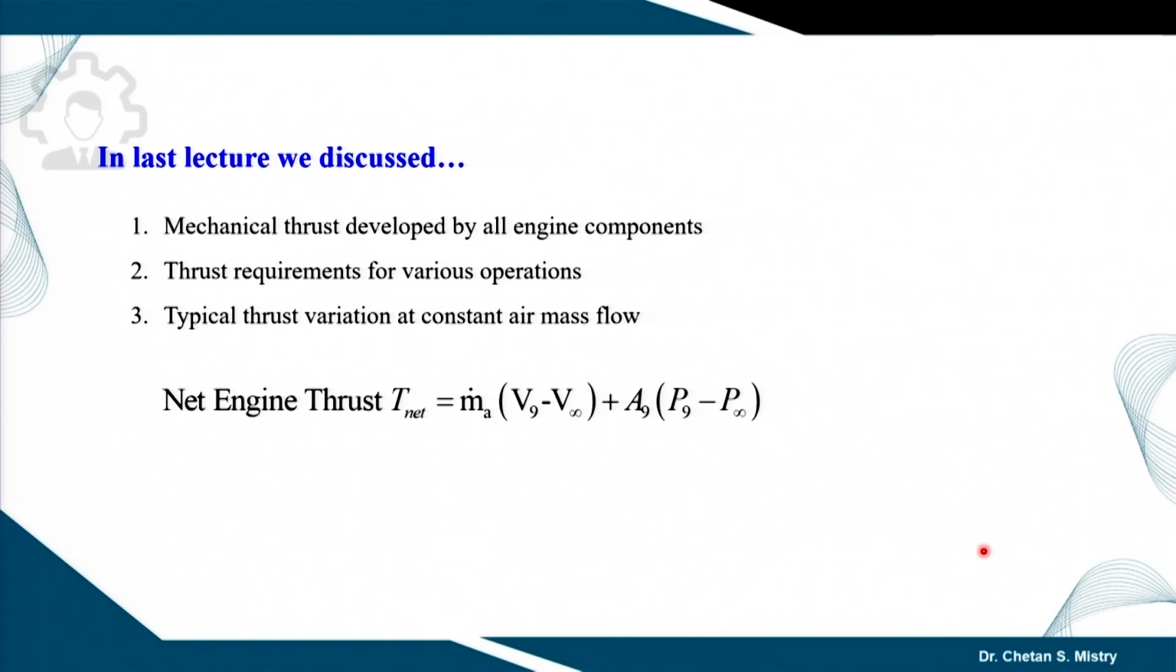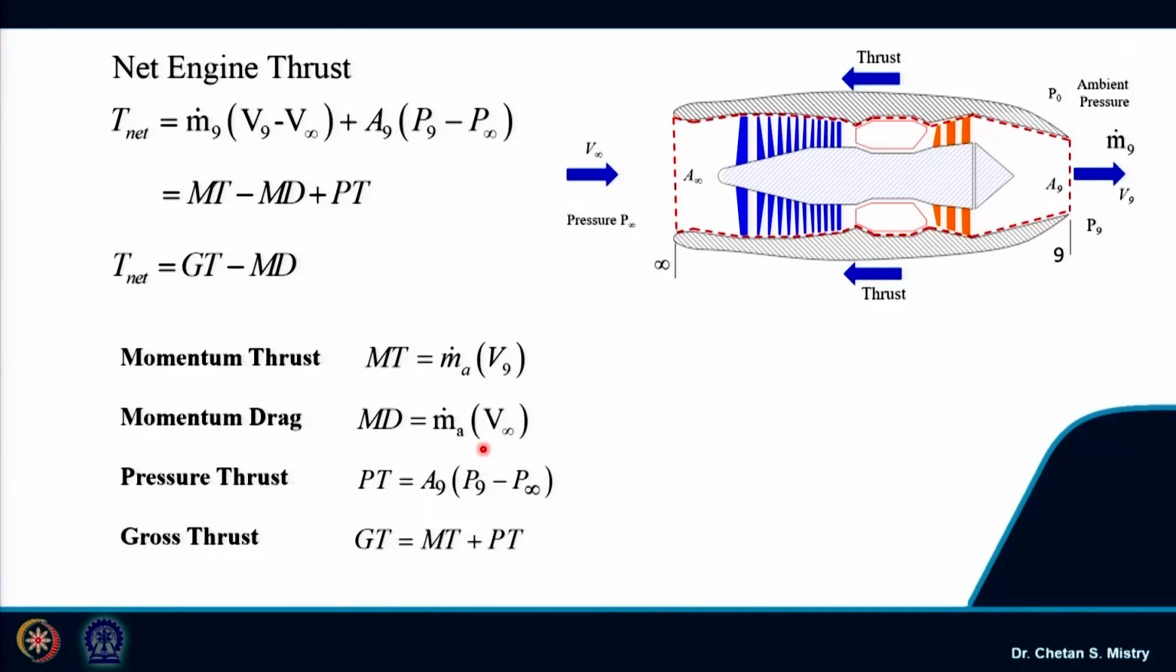So, here if you look at the equation we have, the net engine thrust is given by mass flow rate into exit velocity minus flight velocity, plus area into the pressure difference. Here, the mass flow rate we are considering is the mass flow rate of the flow that goes inside my engine. Now, let us try to recall what we discussed in the last lecture.